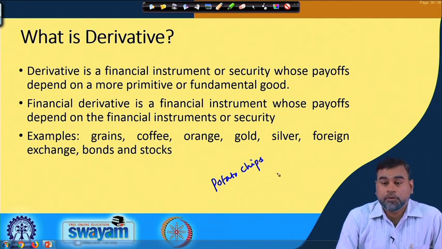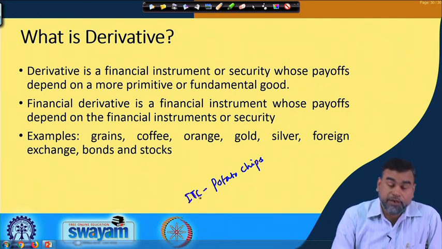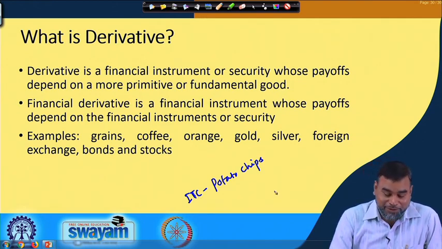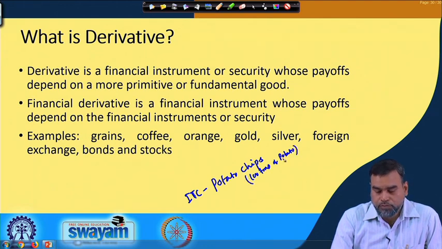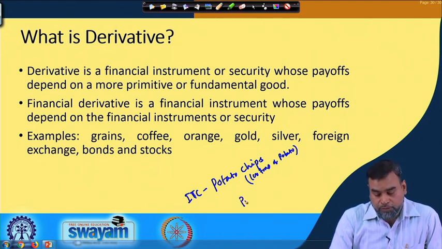Let us say ITC. ITC makes the potato chips. ITC wanted to buy, let us say, 100 tons of potato to make the potato chips, and another party here, there is a potato grower, a farmer who basically cultivates potato, a cultivator.